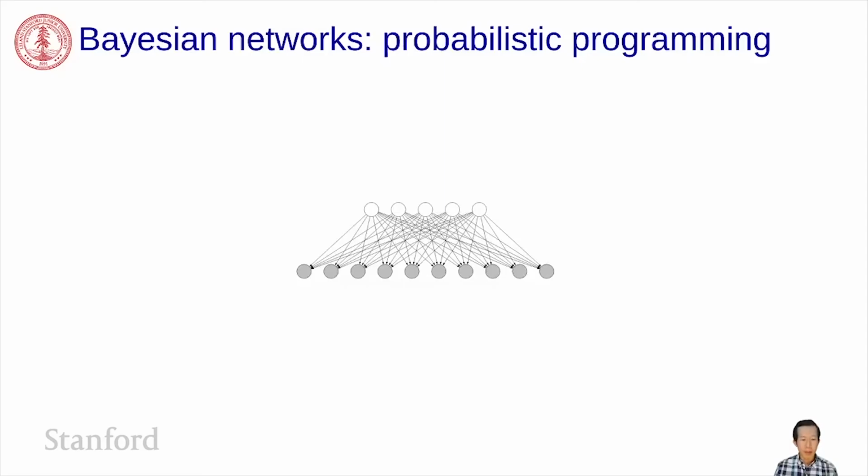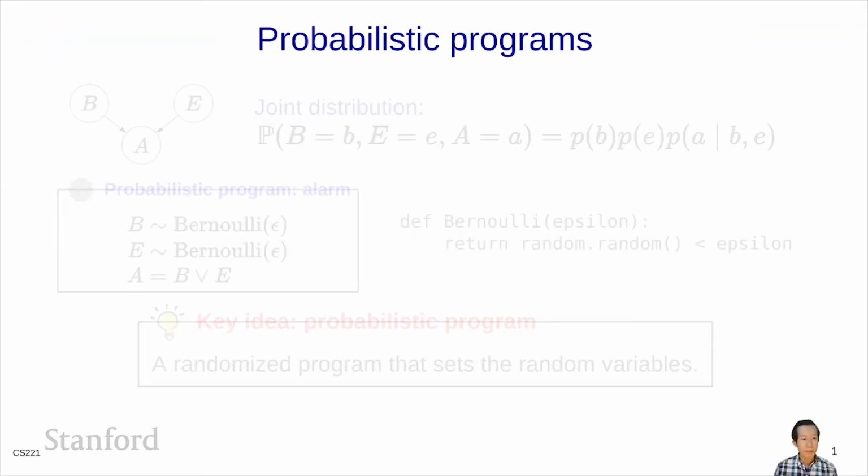Hi, in this module, I'm going to talk about probabilistic programming, a new way to think about defining Bayesian networks through the lens of writing programs. And this really is going to highlight the generative process aspect of Bayesian networks.